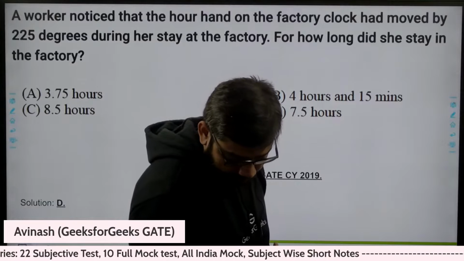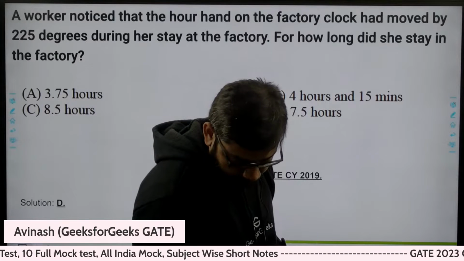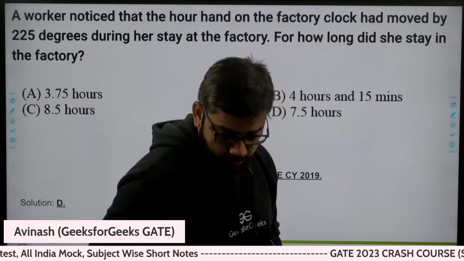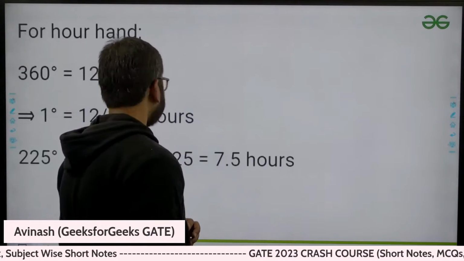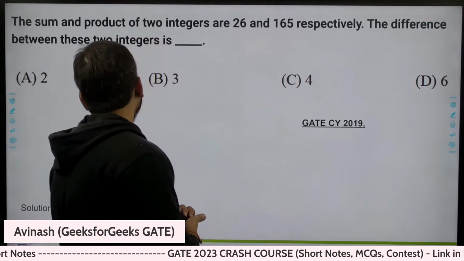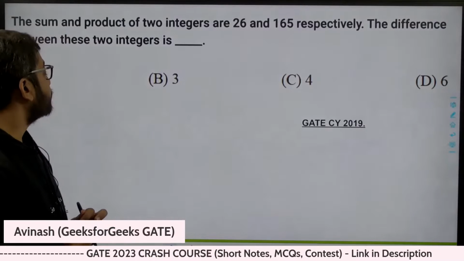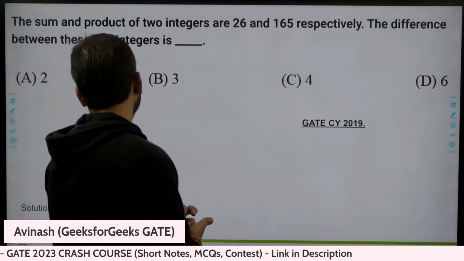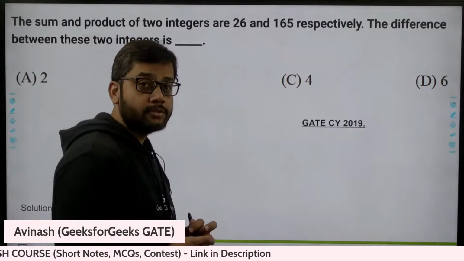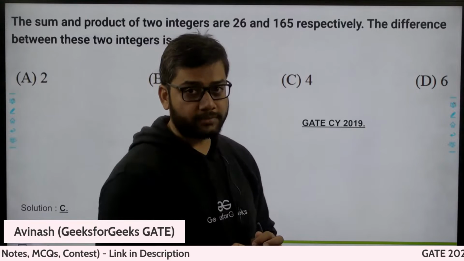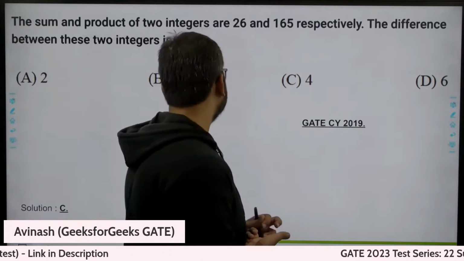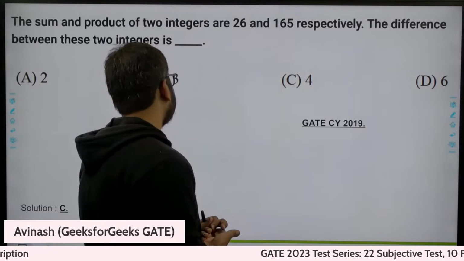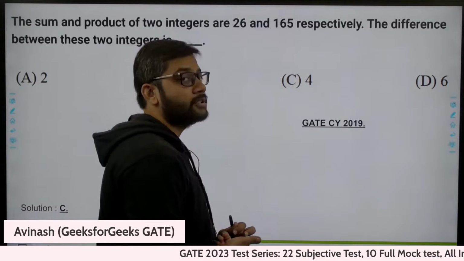Is there any doubt? Okay, let's move forward. The sum and product of two integers is 26 and 165; find the difference between the two integers. Again, the same question. I think we have solved this kind of question in the initial session.